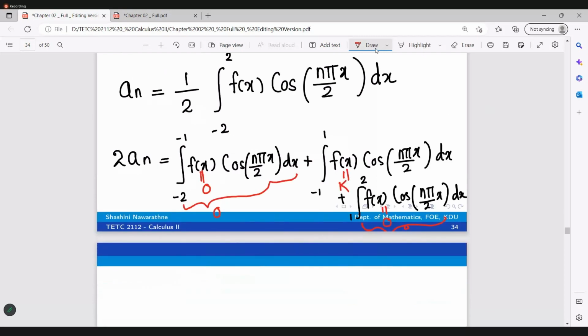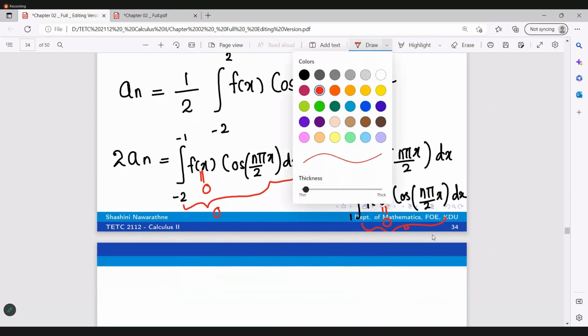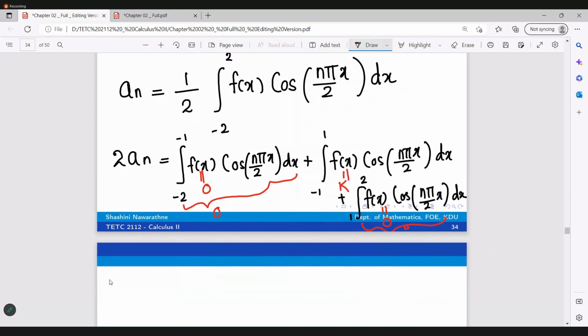And then we can write 2 times an is equal to the integral from minus 1 to 1 of k cosine n pi x over 2 dx.